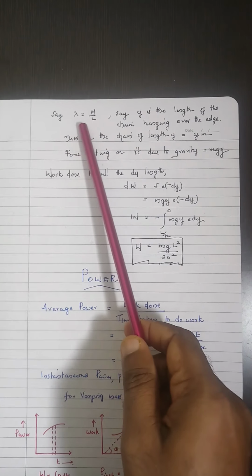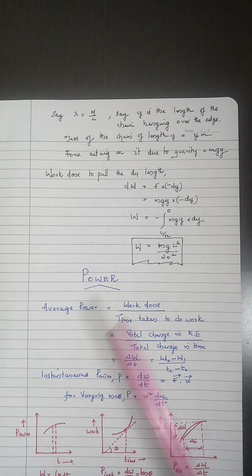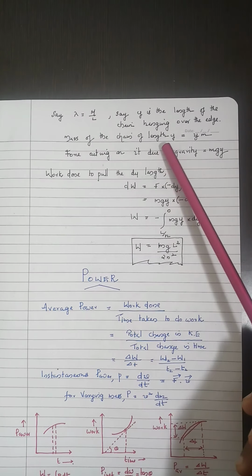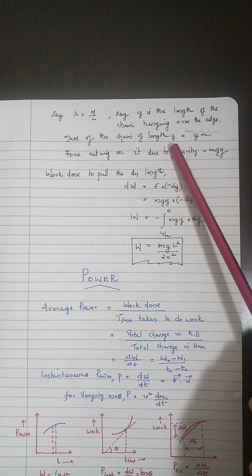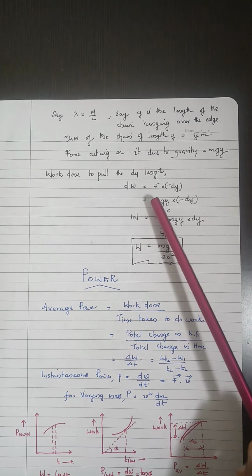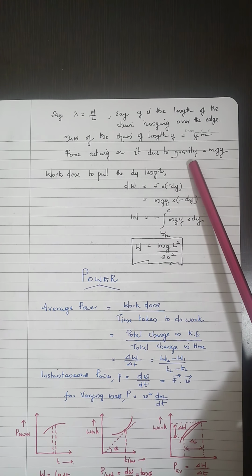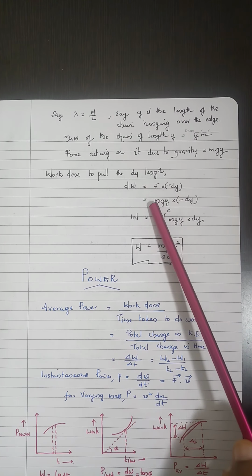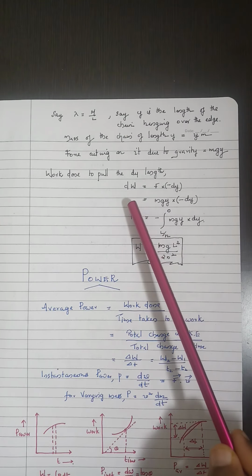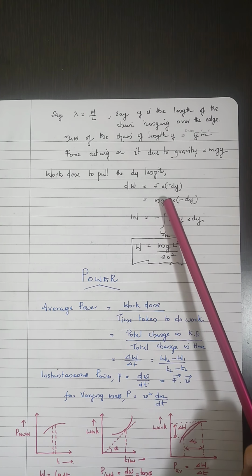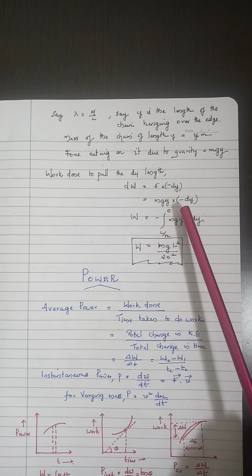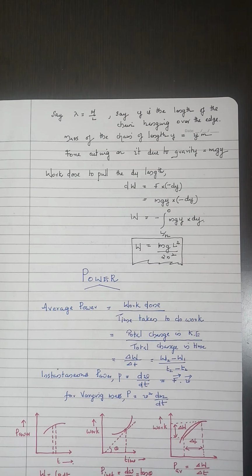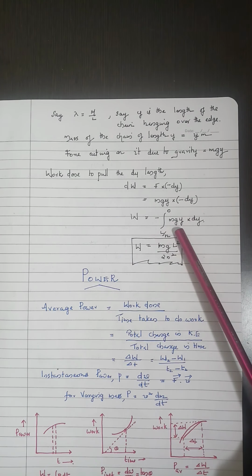Say the linear density of the chain is m by L. Say y is the length of the chain hanging over the edge. Then the mass of the chain of length y hanging is ym. Then the force acting on it due to gravity is mgy. Then the work done to pull the dy length can be simply written as dW is equal to F into displacement. The minus sign means it's opposite. Then you have to integrate between the limits L by n to 0.